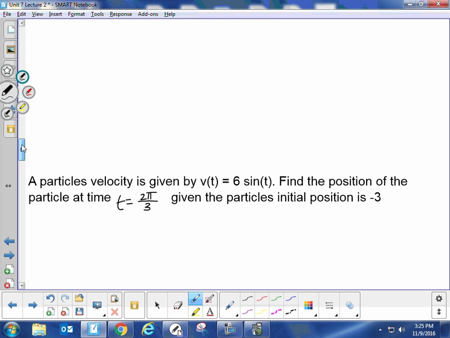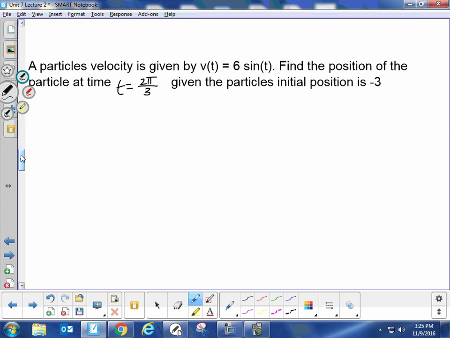All right. We could use this knowledge for particle motion problems.